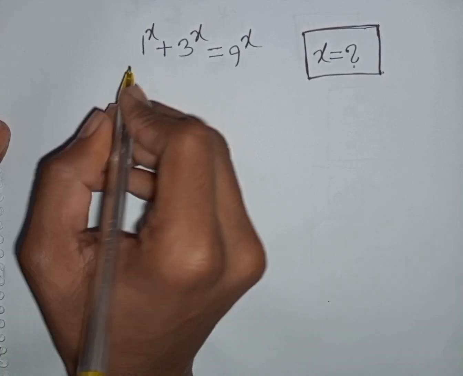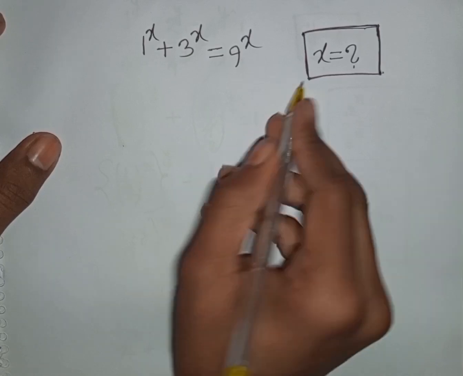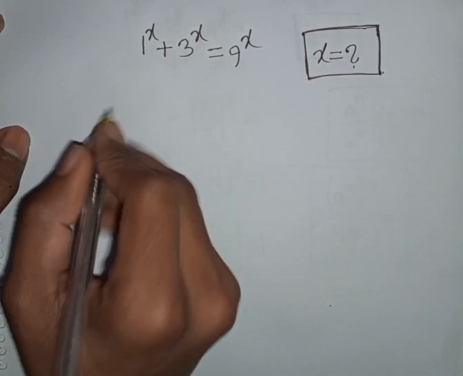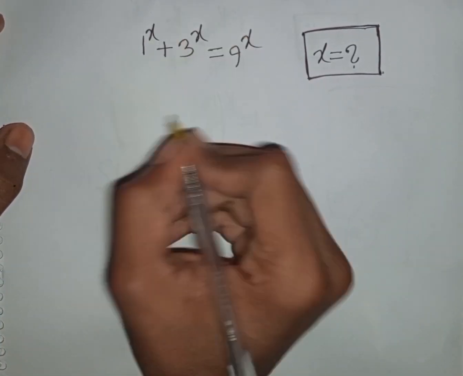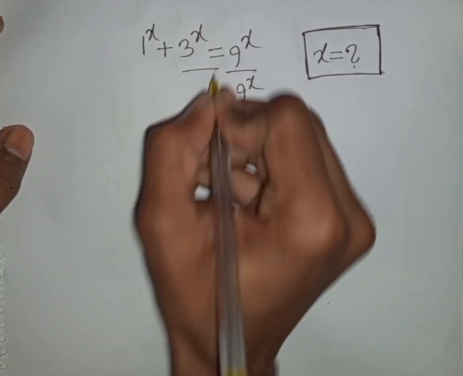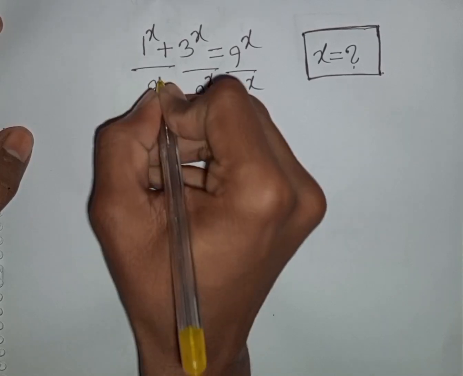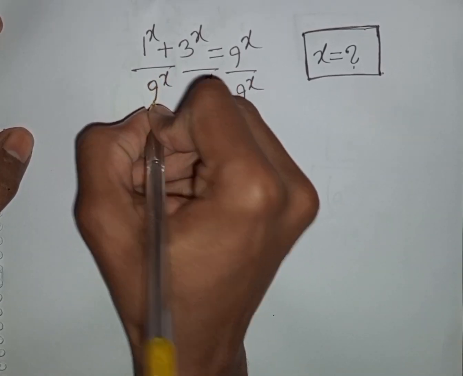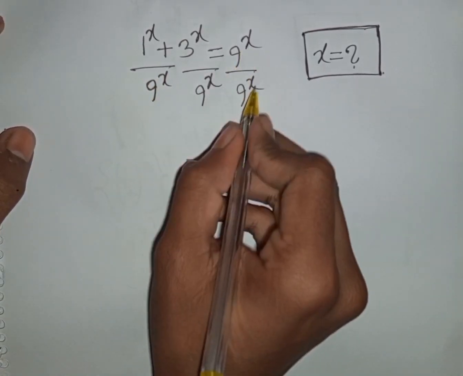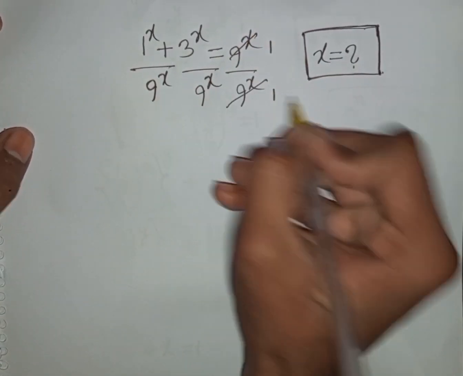How to solve 1 power x plus 3 power x is equal to 9 power x. Find the value of x. So at first we divide by 9 power x on both sides. Now we see this 9 power x will be cancelled on both terms.